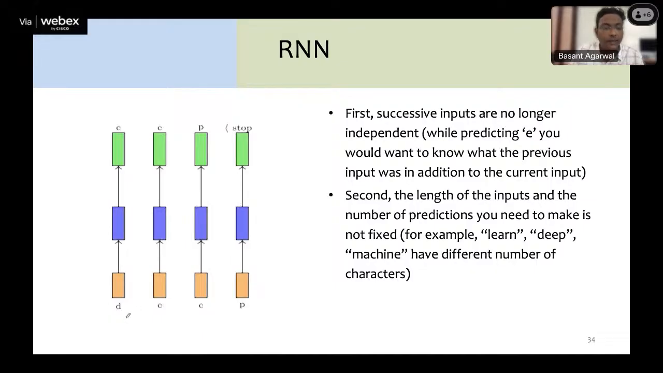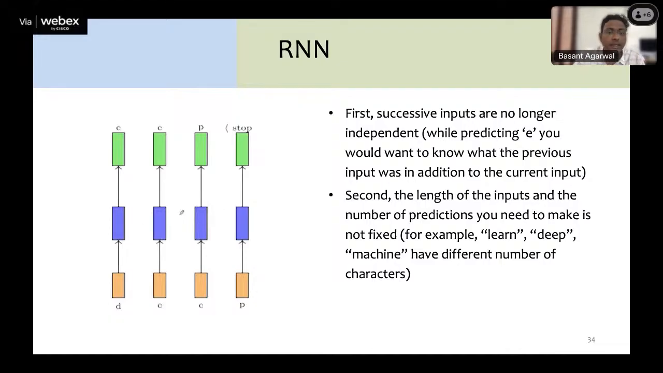So for example, here we have only 4 characters. If we had 5 or 7 or 8, like in "machine" we have 7 characters, we just have to give one character by one character, and it will automatically stop when it predicts that the character is stop. Okay, so there is no requirement of having a fixed length input.